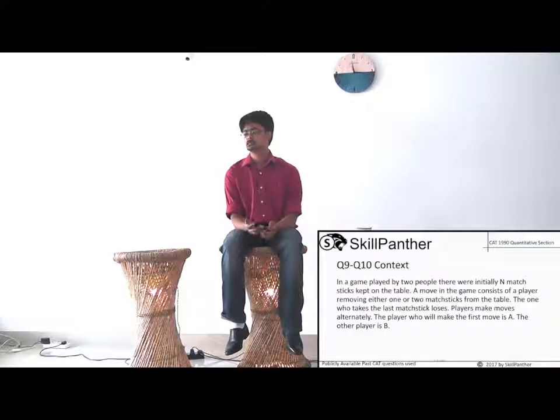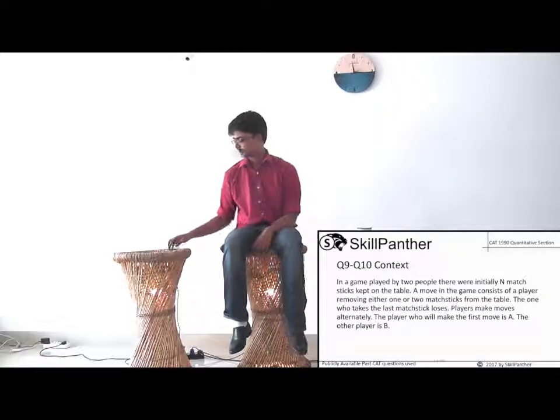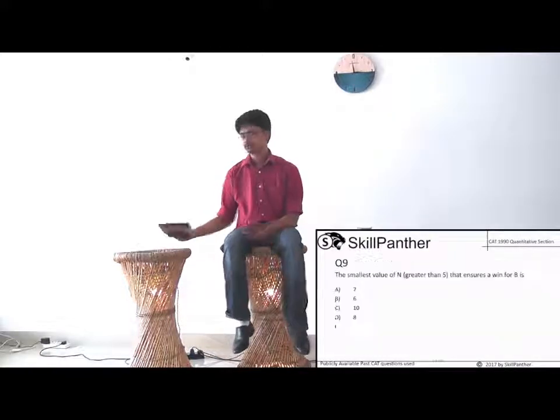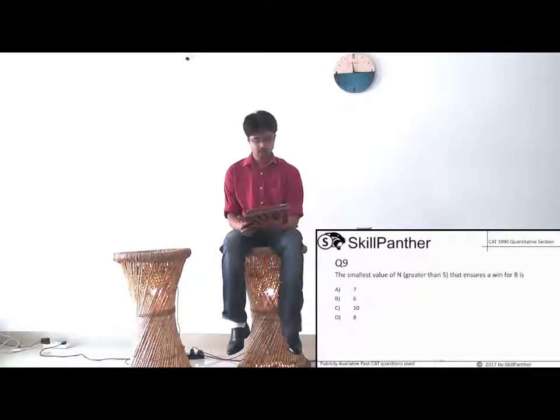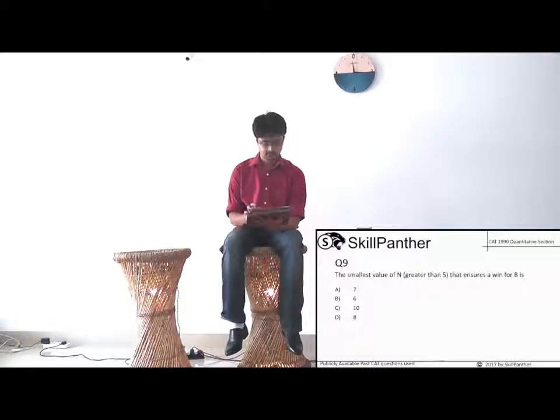If there are, let's say, 4 matchsticks, A will take 2, B will take 1, A will take 1, B will take 2. A will always have 1 remaining. Same thing with 7. Any multiple of 3 plus 1 basically. Now let's look at the options given. In question 9, the smallest value of n greater than 5 is of course 7. That ensures a win for B.